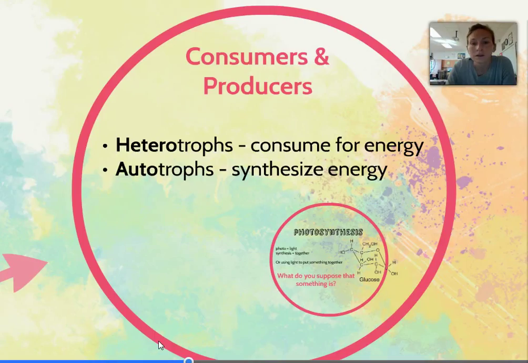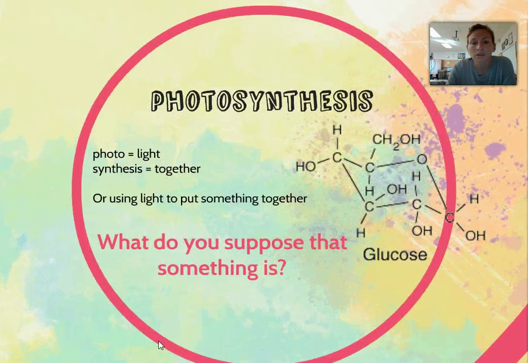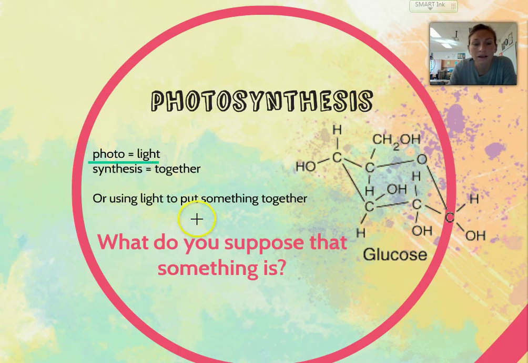Now, there are two types of organisms out there. There are heterotrophs that consume things for energy, and autotrophs that are going to synthesize energy on their own or make energy by themselves. And that is the first type of organism we're going to talk about, and that process they use to make their own food is photosynthesis. Now we're talking about plants, algae, and bacteria that can photosynthesize to make their own food. And what photosynthesis actually means, if you break it down, photo means light, and synthesis means together. So if you kind of put 2 and 2 together there, you would have using light to put something together.